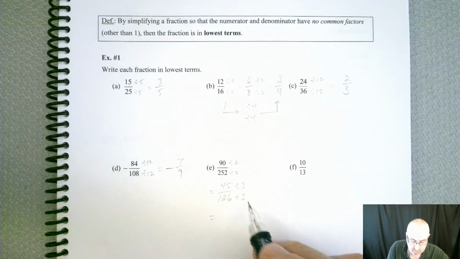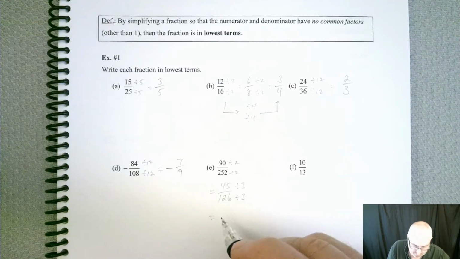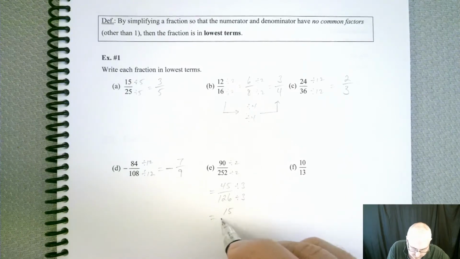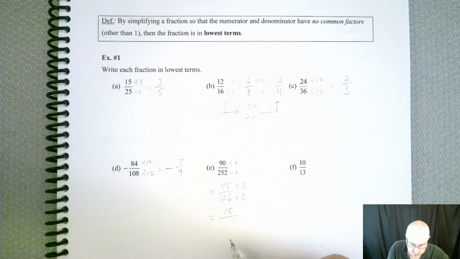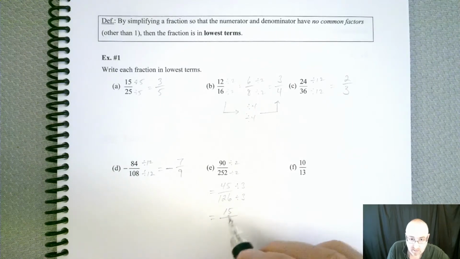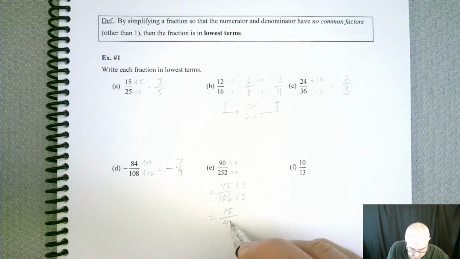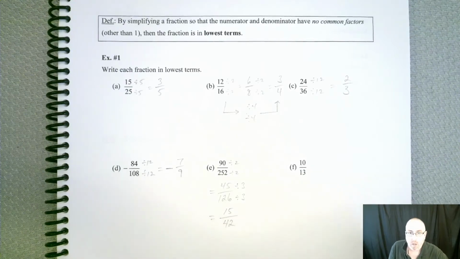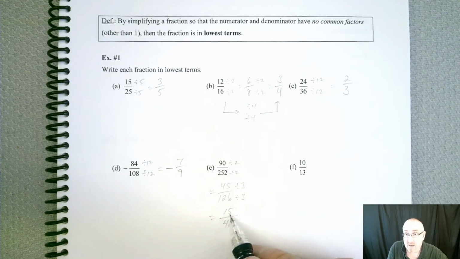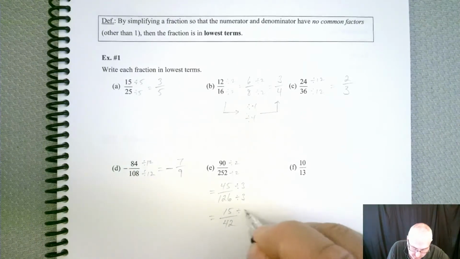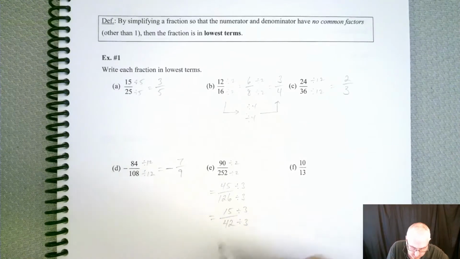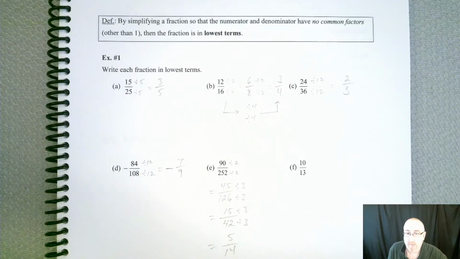All right. So 3 goes into 45 15 times. 3 goes into 126. It looks like 42 times. All right, well, we're getting there. Well, 1 plus 5 is 6. 4 plus 2 is 6. So we can divide out another 3. So it looks like we get 5 over 14.